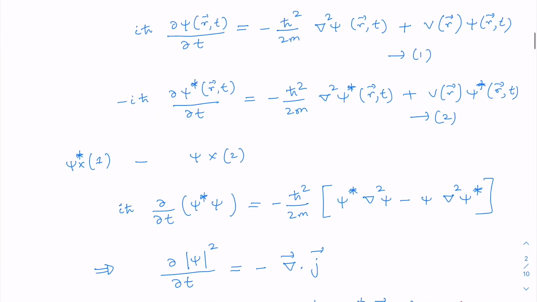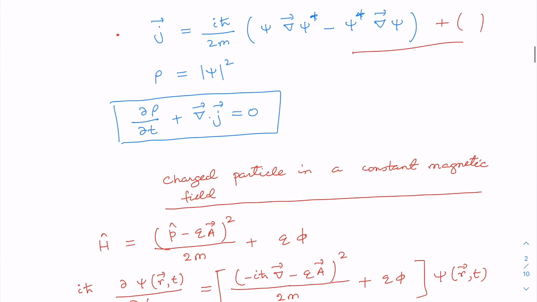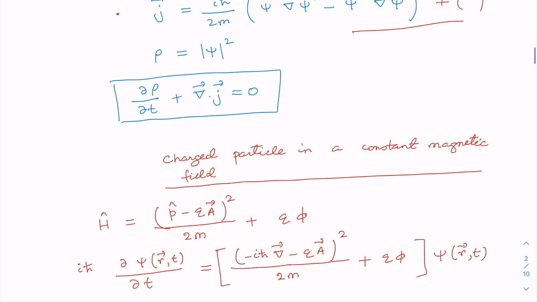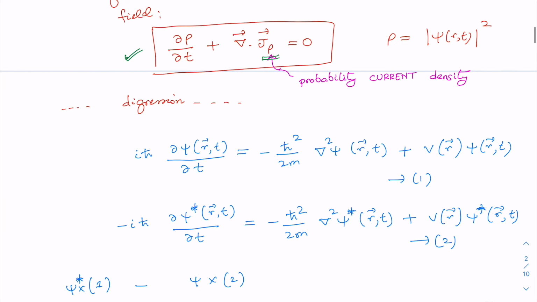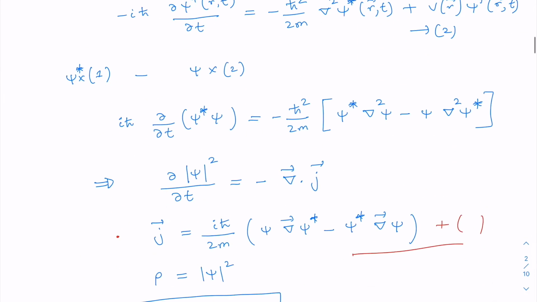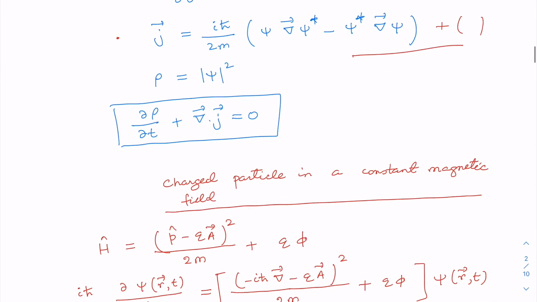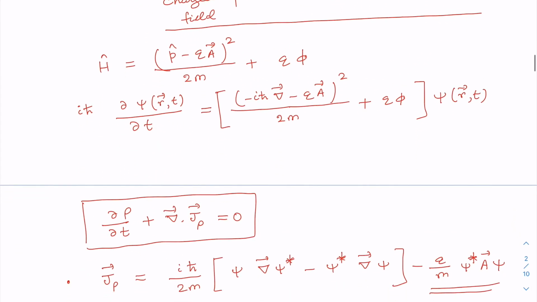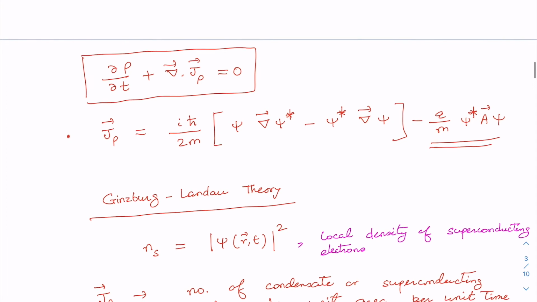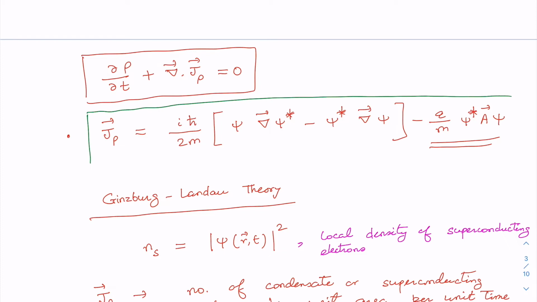I just reminded you how to get it, and the same strategy can be applied to get this particular expression written here, which is for a charged particle in the presence of a constant magnetic field. If a similar strategy is applied, then we can get the continuity equation there, where this probability current density is given by this particular expression.